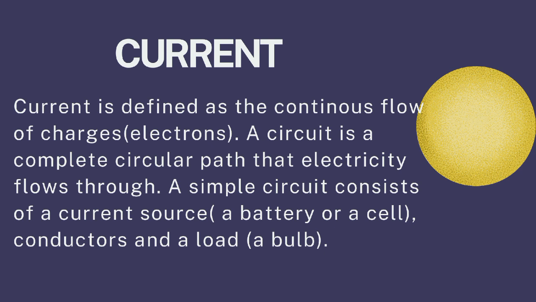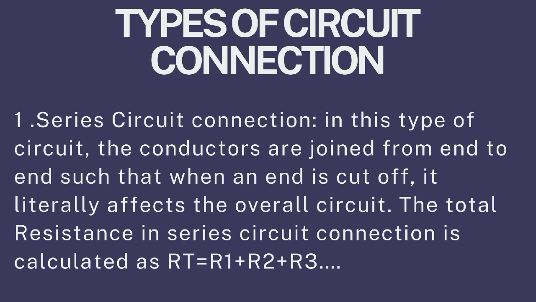There are two main types of circuits. Number one is the series connection, and number two is the parallel connection. In series connection, the conductors are joined from one end to another so that the same electric current flows through them. They are joined together one after the other, such that if one of the conductors is cut off, it affects the general circuit. There won't be free flow of current to the remaining part of the circuit.